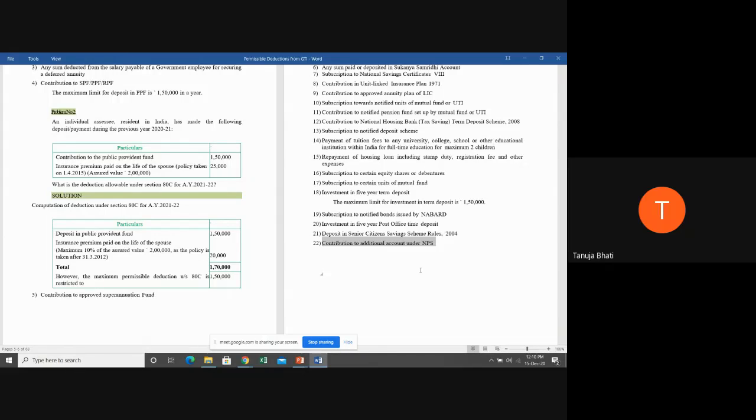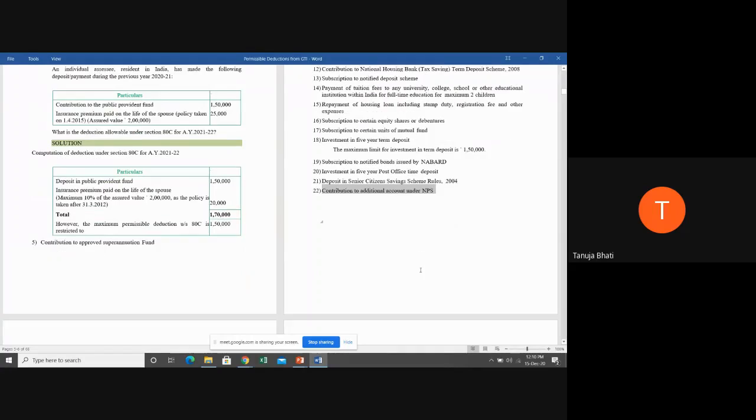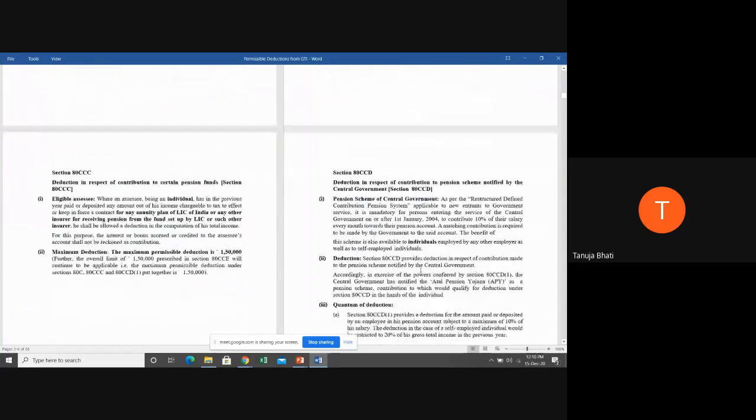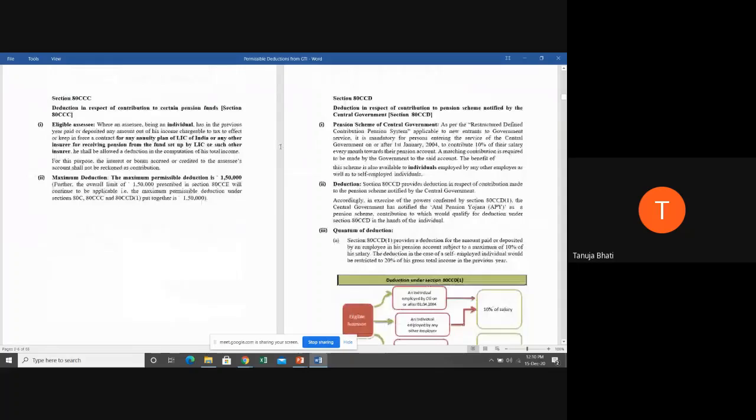So students, these are the different 22 types of investments which if you are making subject to 1,50,000, you can get a deduction under section 80C. So students, have you understood section 80C? Yes, students? Yes, ma'am. Okay. Now let us see section 80CCC.